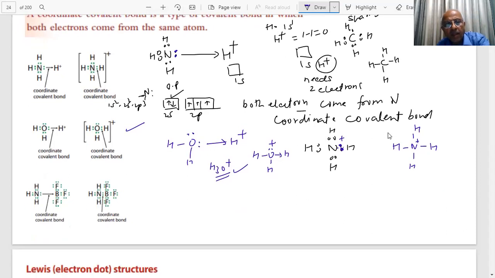Got it? When both the electrons come from one atom, okay? Both the electrons are coming from the same atom, then such a bond is called a coordinate covalent bond. For example, NH3, and you have just seen BF3 is electron deficient. It needs two electrons, so NH3 can give its pair of electrons to the boron, students. So this is called a Lewis base, and this is called a Lewis acid.